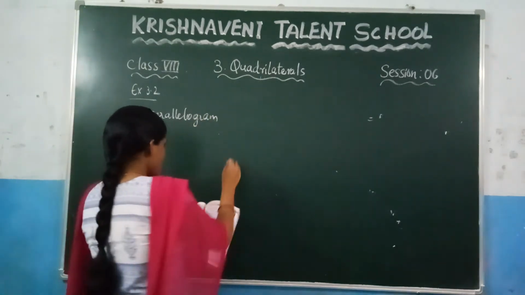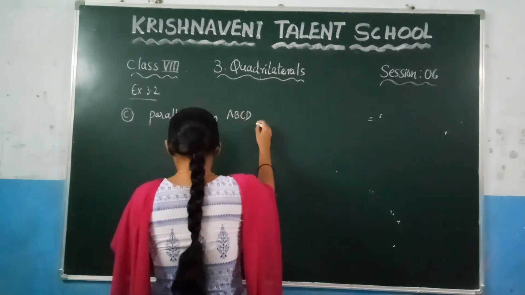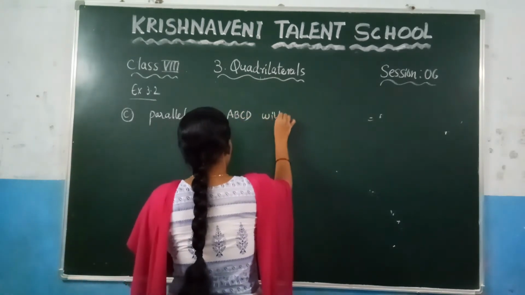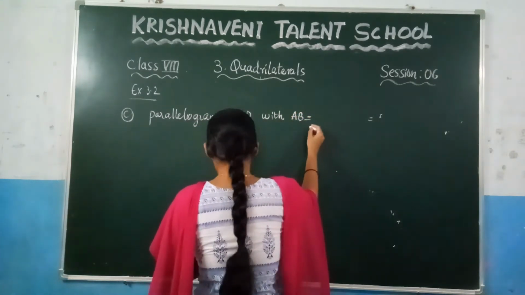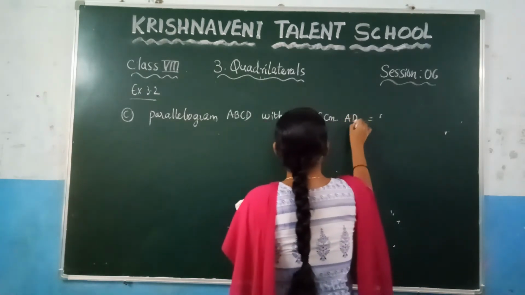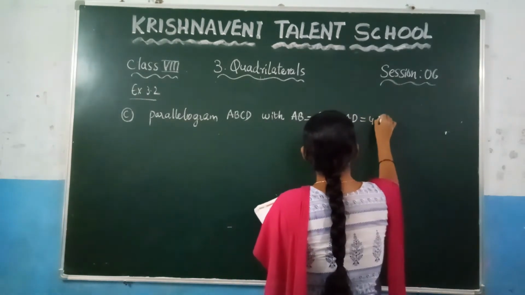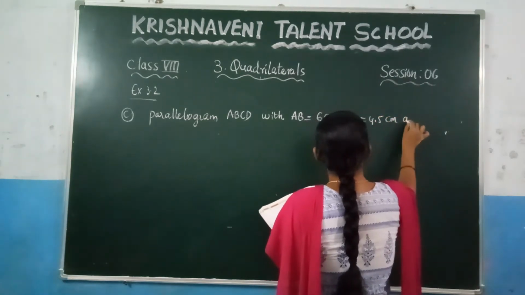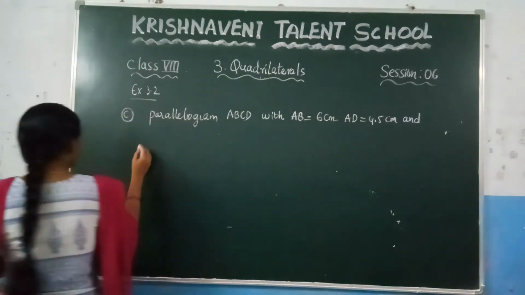So write the measurements here, parallelogram ABCD with AB is equal to 6 centimeters, AD is equal to 4.5 centimeters and BD is equal to 7.5 centimeters.